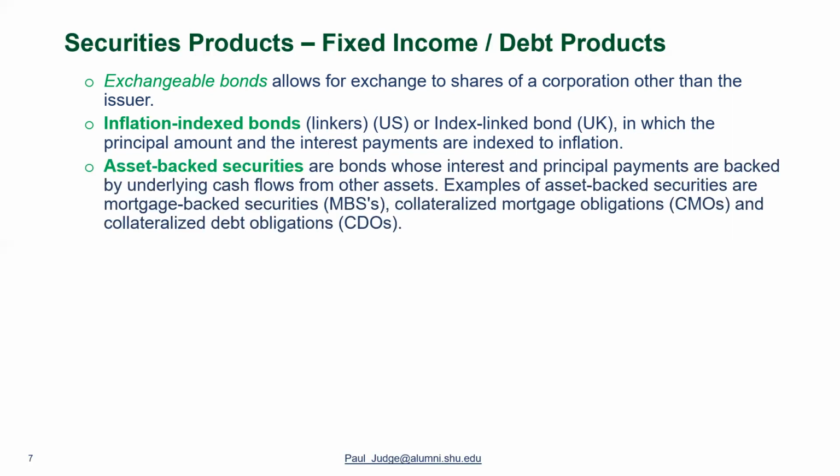Asset-backed securities, I'm going to talk about this later, but basically there's a lot of different types of asset-backed securities: collateralized mortgage obligations, collateralized debt obligations, mortgage-backed securities. There's lots of these, but basically these are bonds. These are bonds whose interest rate and principals are backed by some underlying cash flow or other asset.